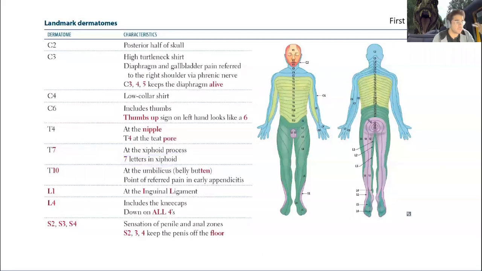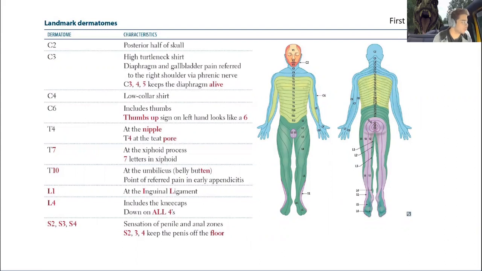Now, I like to think 7 letters in xiphoid, and that one's a difficult one to remember because you're like, what the heck is a xiphoid? It's the last tail portion, right? It's the bottommost portion of your sternum. It's the xiphoid process. It's famously called the solar plexus. If you hit someone there, you can paralyze their diaphragm and kill them essentially. Fun fact.